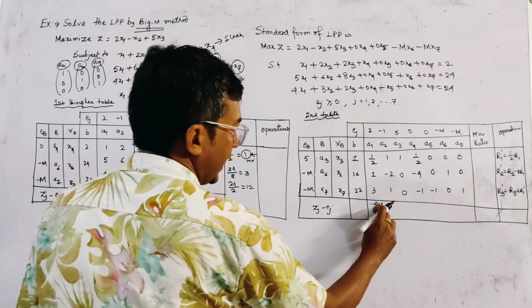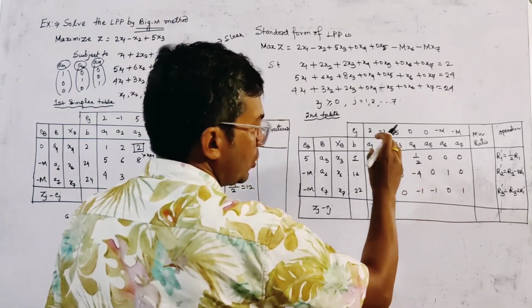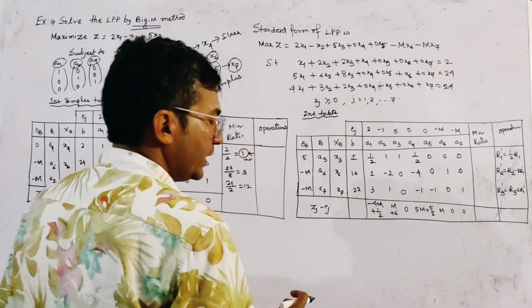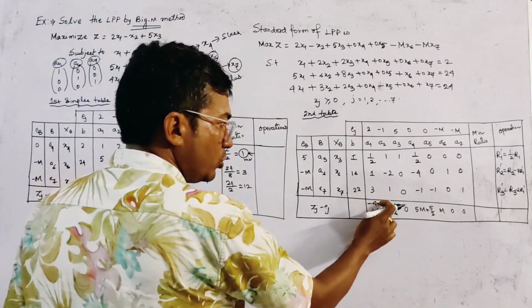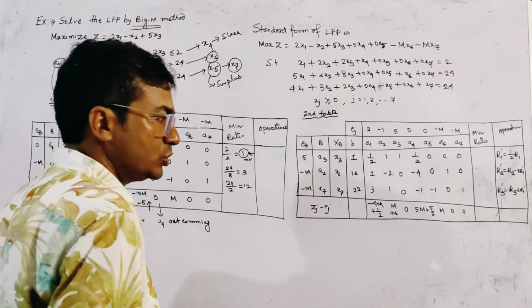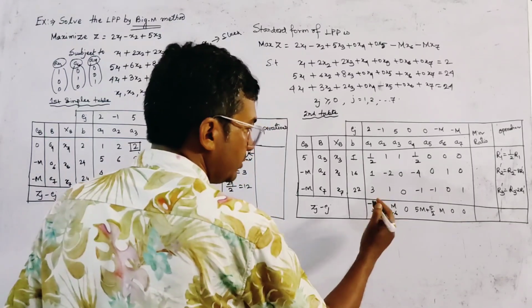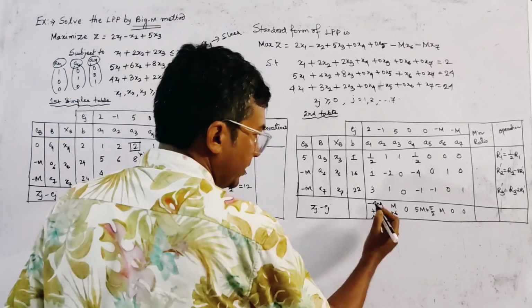Okay, and similarly we calculate all the net evaluations of the matrix. Now it is clear that minus 4M plus half is the most negative net evaluation. So clearly this indicates that this is the incoming vector.